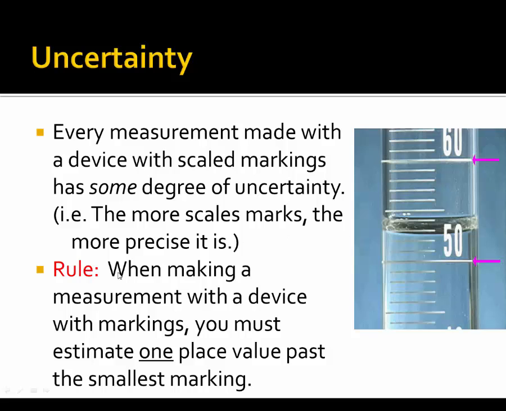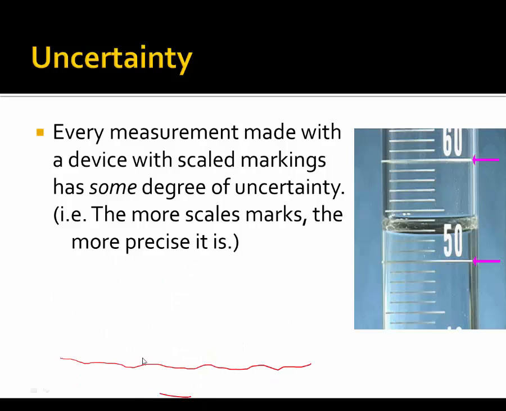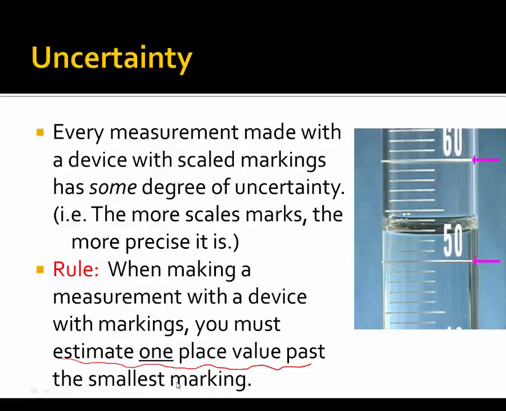So a rule of thumb, very important here, right? When making a measurement with a device with markings, you must estimate one place past the smallest marking. One place past the smallest marking here. So, in other words, the smallest marking on this graduated cylinder is 1 milliliter. So we have 51, 52, 53. So 52 is our number, right? And then we have to estimate one digit past that. 52.8 is what we decided. So that's the uncertainty there, right?